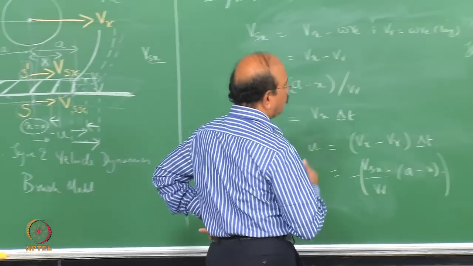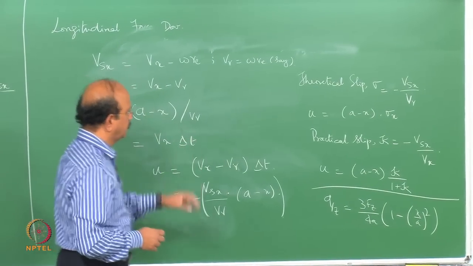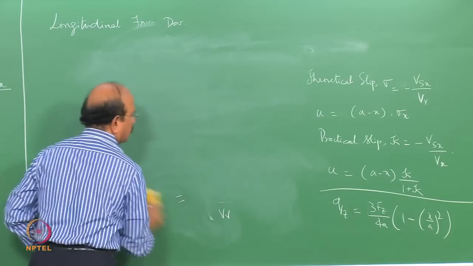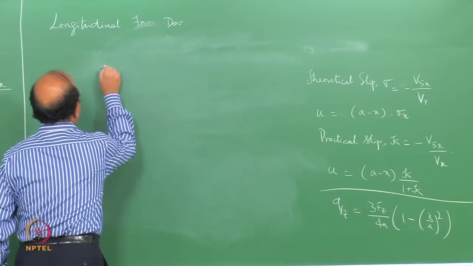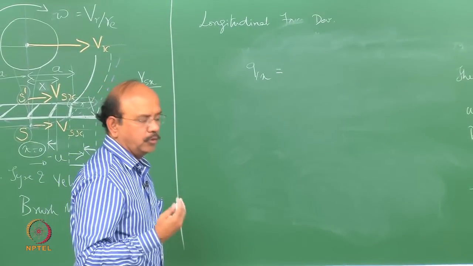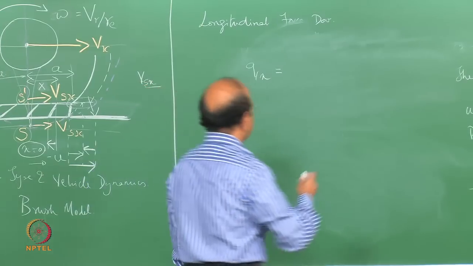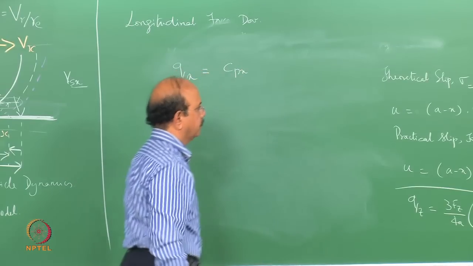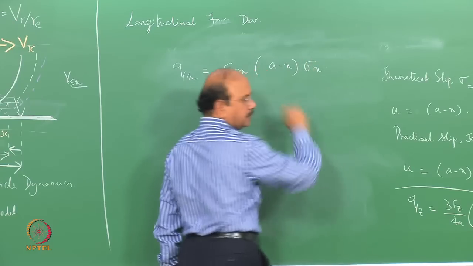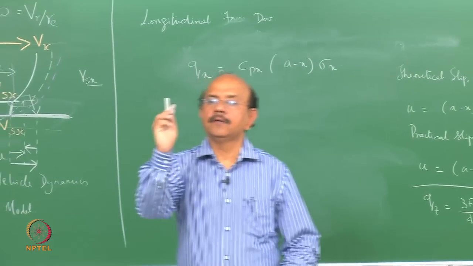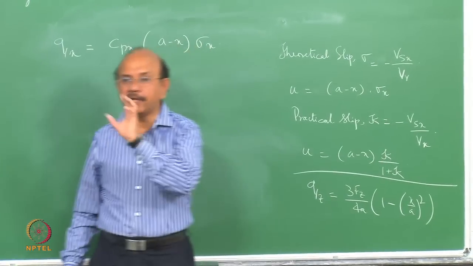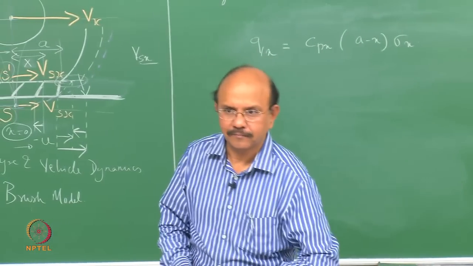So let me now get to QX. So these two are fine. QX is quite simple. I know the deformation, multiplied by the stiffness, CPX, into A minus X into sigma X, or kappa by 1 plus kappa. So the point which I was trying to say is that this is what we define as slip. That's why you have to be careful when you use the word slip in tire mechanics.